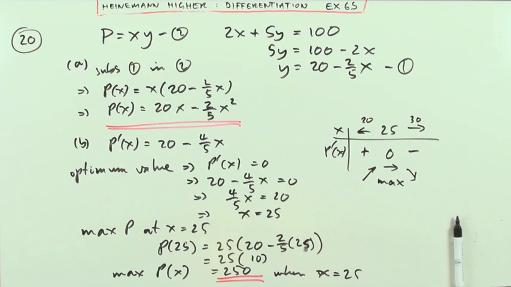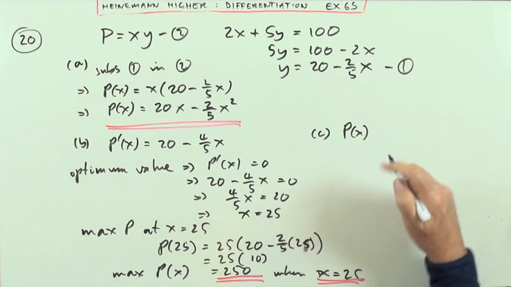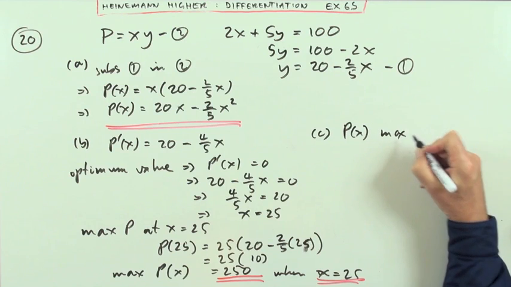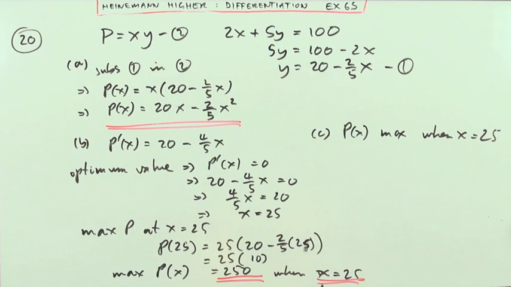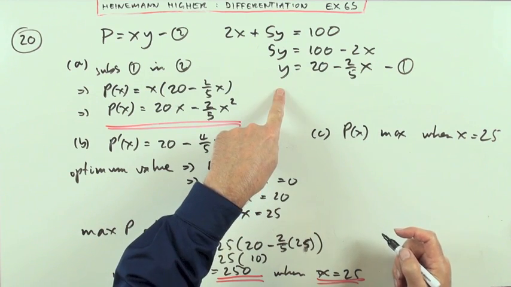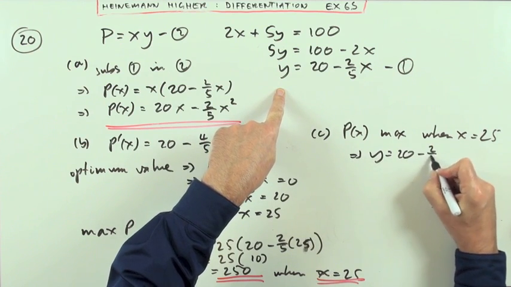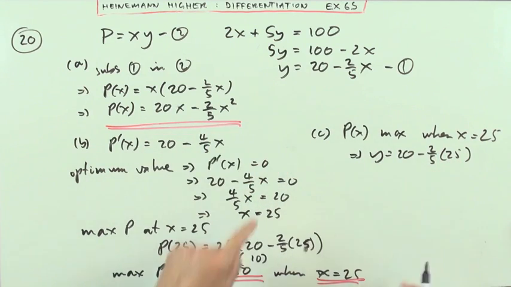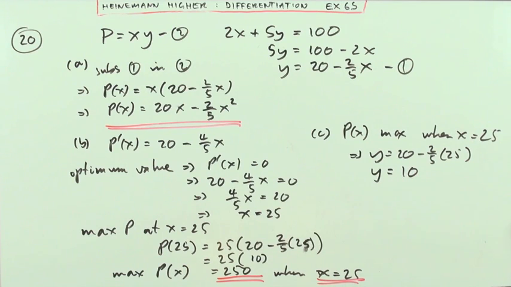Now the last part said, state the values of x and y that give this. Right, so p of x is maximum when x is 25, as I already said, and if x is 25, then this says y is equal to 20 minus 2/5 of 25, just did that down here. So I know the answer to that, that's 10. So the values are, p is maximum when x is 25 and y is 10.